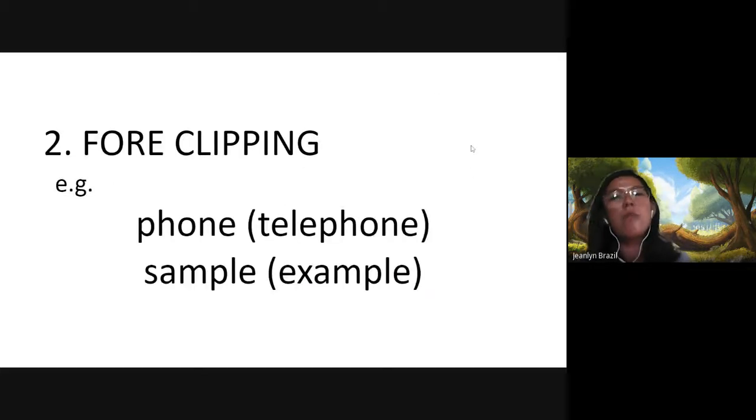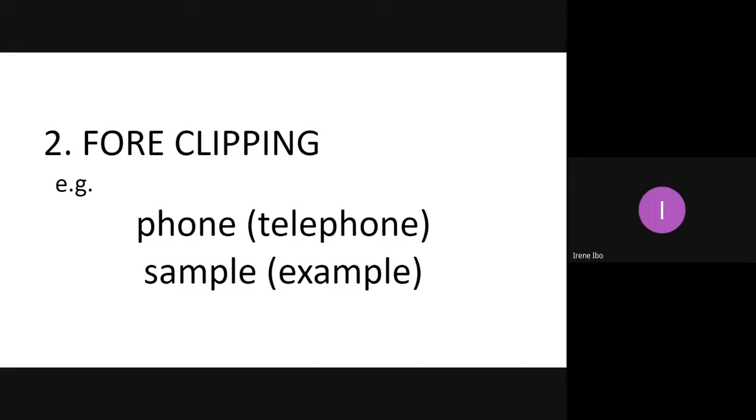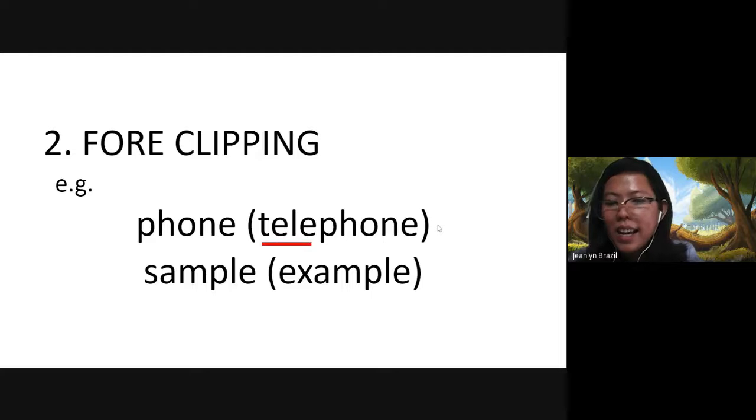Now, the second type of clipped word is what we call fore clipping. Ano naman ang na-observe ninyo sa mga examples dito? From telephone, naging phone, from example, naging sample. Ano ang na-observe ninyo dyan? Ano kaya ang inalis natin? Sige nga, let's try. Who wants to answer? Please raise your hand. Okay, Precious, what can you say about it? Telephone, tele. Okay, we remove the word tele. Ayan. Ano naman ang na-observe ninyo? Kung ang back clipping, we remove the end part, yung tail niya, yung last part. Ano naman ang tinanggal natin sa fore clipping?